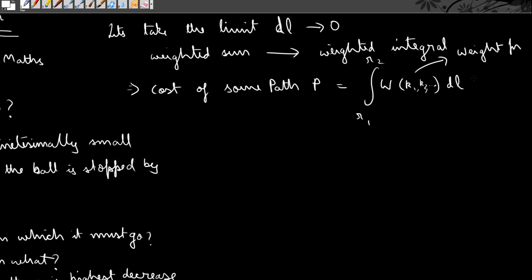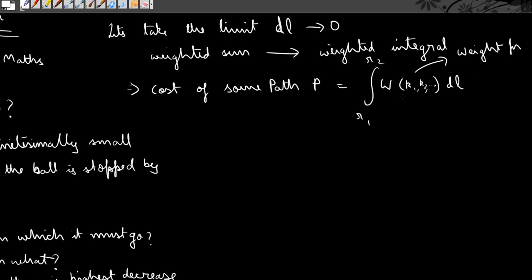So when dl tends to 0, the sum has basically been converted to an integral, and the total cost for a given path p is nothing but this definite integral from some initial position r1 to some final position r2 of some weight function over the path p, which is given by a series of traversals of length dl. Good.